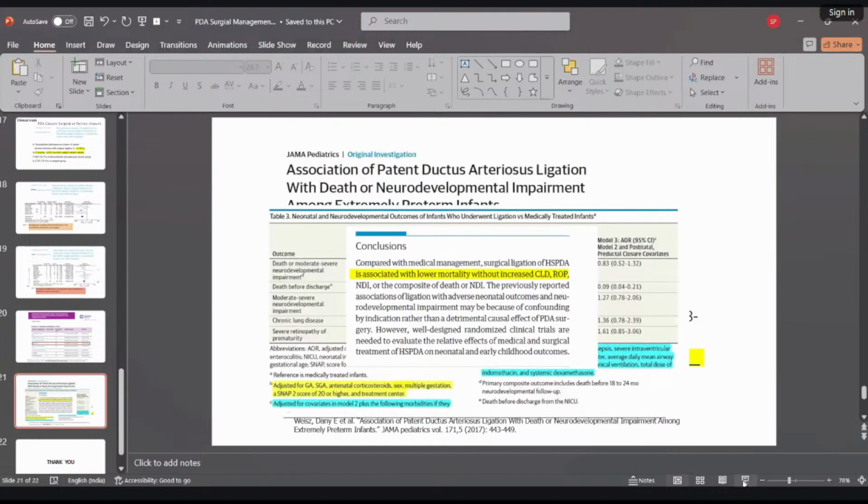The third is association of PDA ligation with death or neurodevelopmental impairment in extremely preterm infants. The conclusion of this study is that compared with medical management, surgical ligation of the hemodynamically significant PDA is associated with lower mortality without increased risk of CLD, ROP, or NDI, or the composite of death or neurodevelopmental impairment.